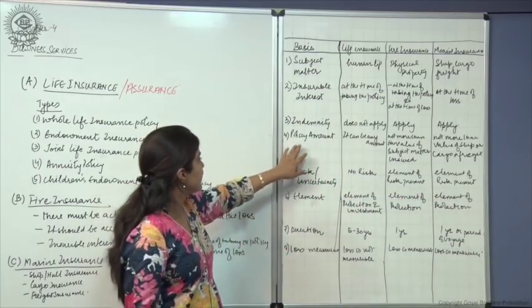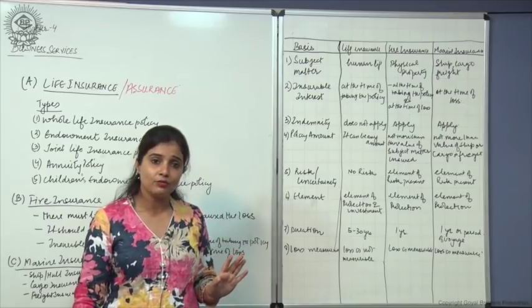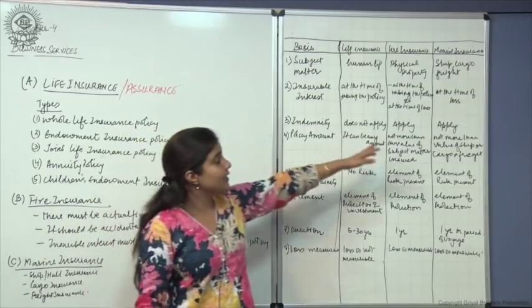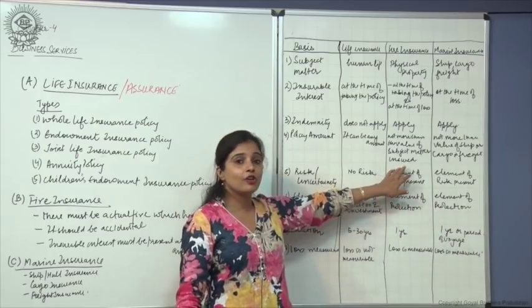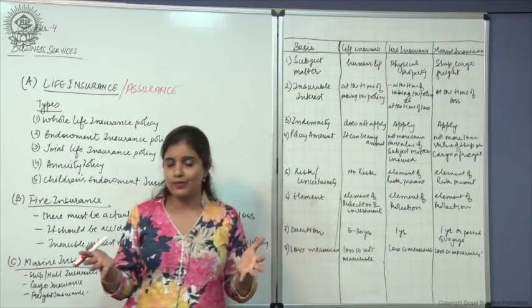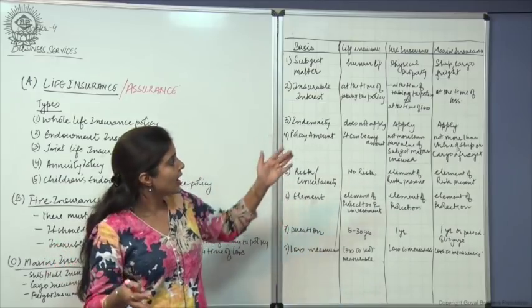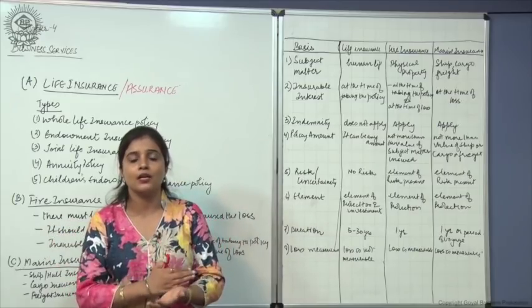Then policy amount. Now life insurance can be of any amount, all right, but in case of fire and marine insurance, in case of fire insurance, it cannot be more than the subject matter insured, that is a physical property की जितनी valuation है उससे ज़्यादा की नहीं हो सकती. And in case of marine insurance, it cannot be more than the value of ship, cargo, hull.